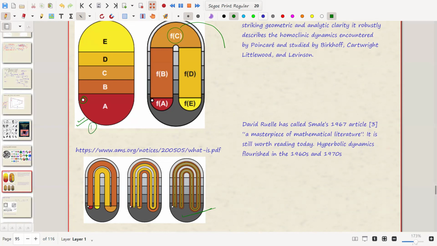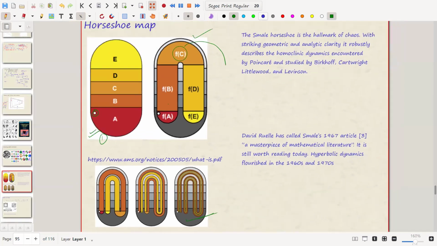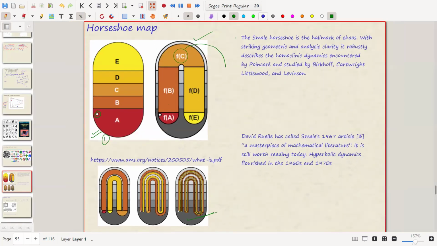It can be in the first instance, isn't it? Yeah, you can expect that, but there will be dimension. So this is what is known as the Smale horseshoe. The Smale horseshoe is known as the hallmark of chaos. With analytic clarity, it robustly describes homoclinic dynamics.